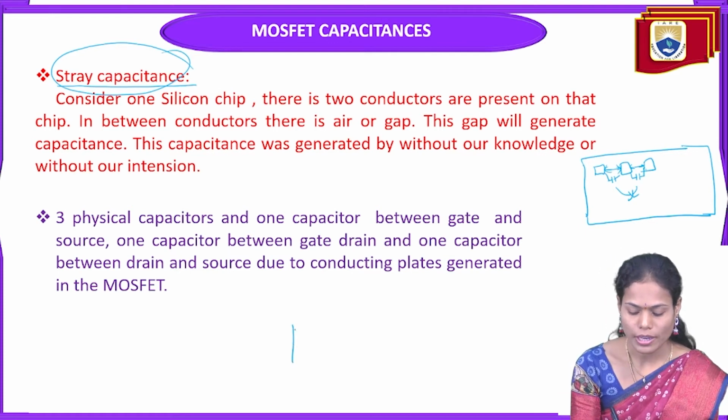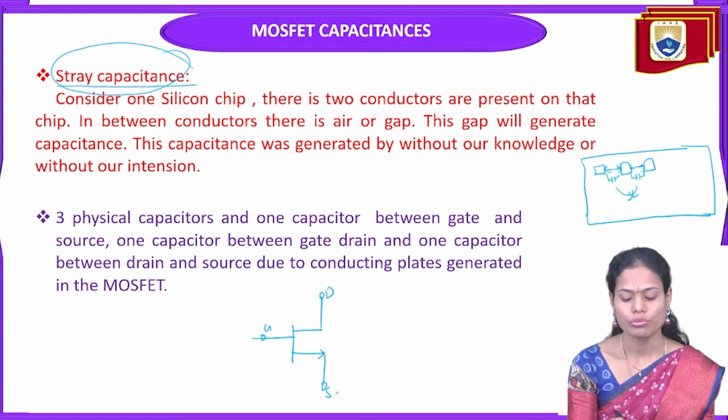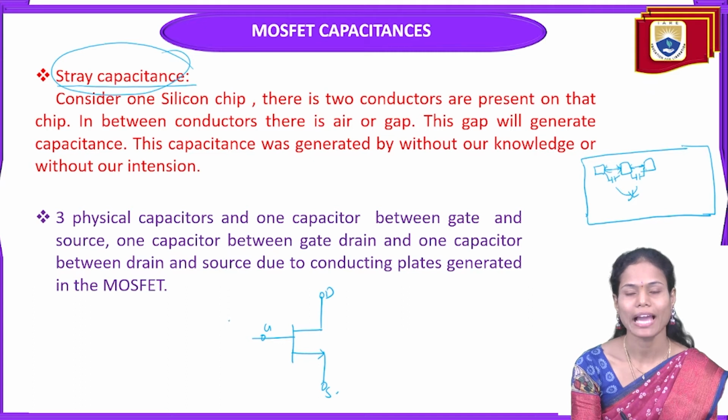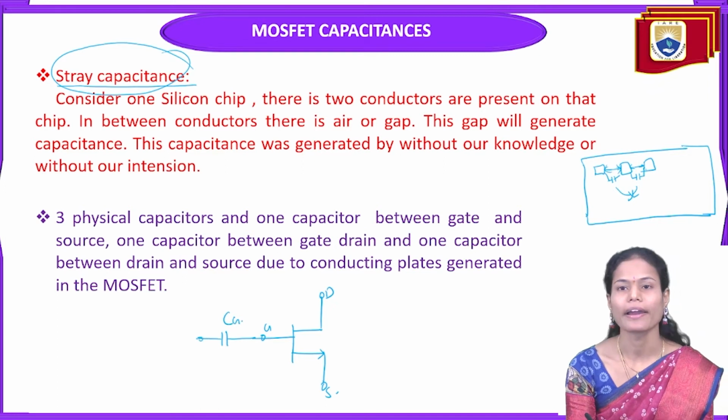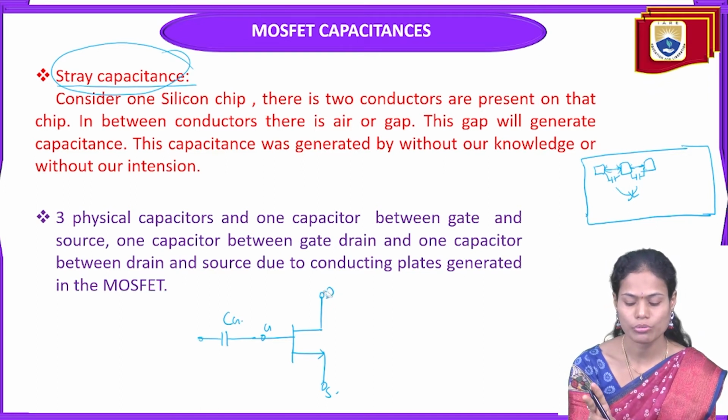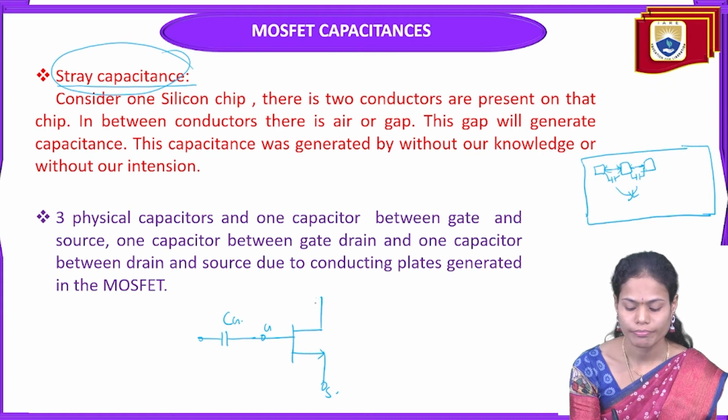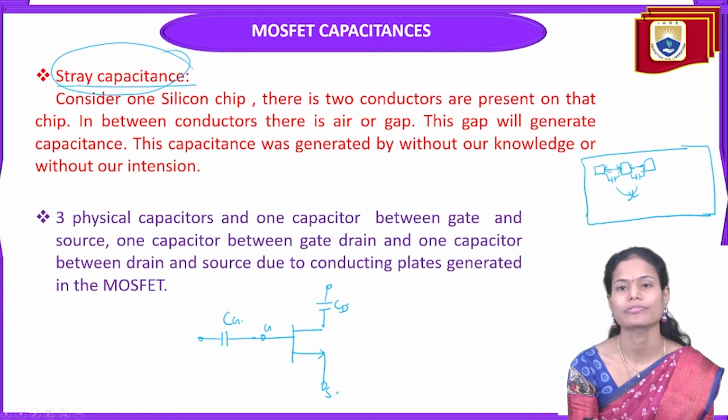So for that purpose, I am taking the MOSFET here with gate, drain, and source terminals. Across the gate terminal, we'll be having one capacitor. That capacitance we can call the gate capacitance. And across the drain terminal also, we may have one capacitance. That capacitance we can call the drain capacitance.